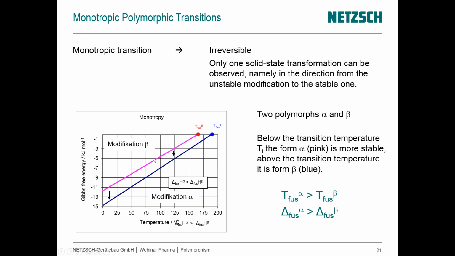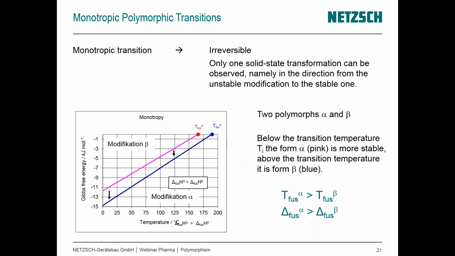We talked about enantiotropic, and those were situations where we had two compounds that crossed at some transition point. If we look at monotropic polymorphic transitions, these ones are irreversible. What this means is that only one of these solid state transformations is going to be observed. So if we begin with the less stable form, once we convert it into a more stable form, that's the only transition that we're going to see.